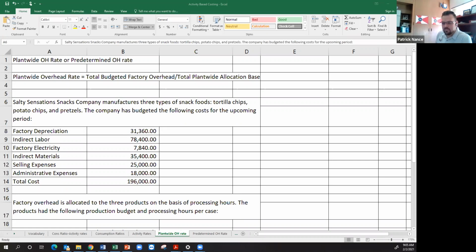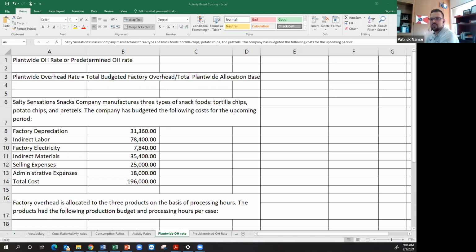Now, we can do this in a broad perspective called a plant-wide overhead rate or a predetermined overhead rate. Or we can do this more narrowed down, which would be activity-based costing, where we break things down into individual activities and then allocate based on those activities individually, which is inherently more accurate, but also more time-consuming. Anything we do in accounting, we always have to look at how much time it takes and whether it yields enough benefit to make that cost of our time worth it.